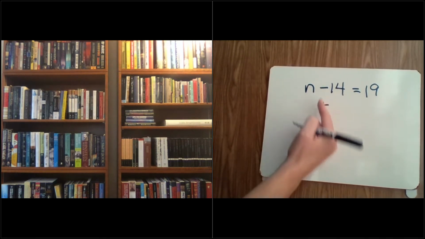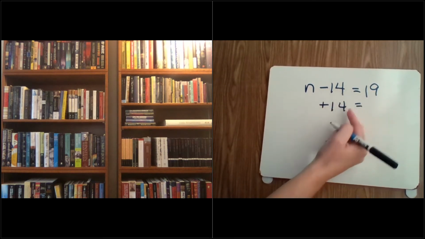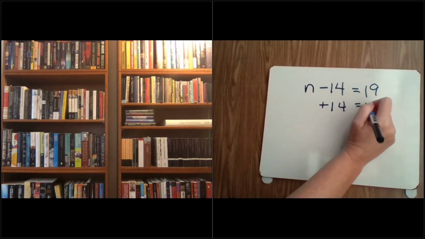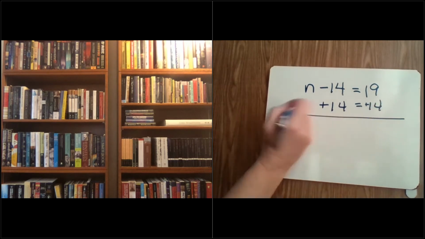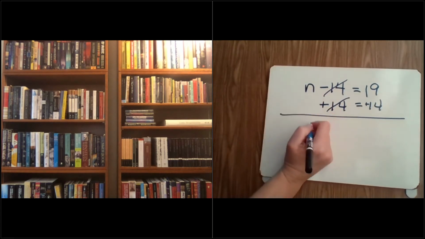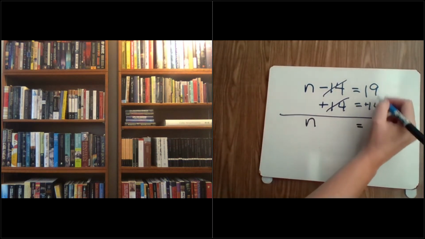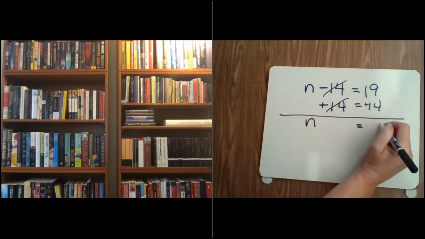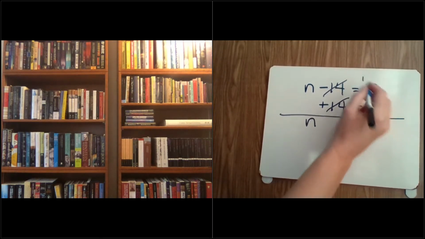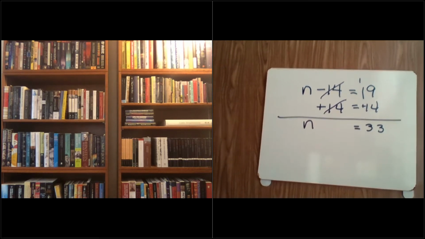Subtract 14, well, the opposite of that would be plus 14. Remember our balance beam, we need to add 14 to both sides. Minus 14 plus 14, that's just going to cancel. All I'm going to be left with on the left side is an N. 19 plus 14, 9 plus 4 is 13, so 33. He started out with 33 cookies.